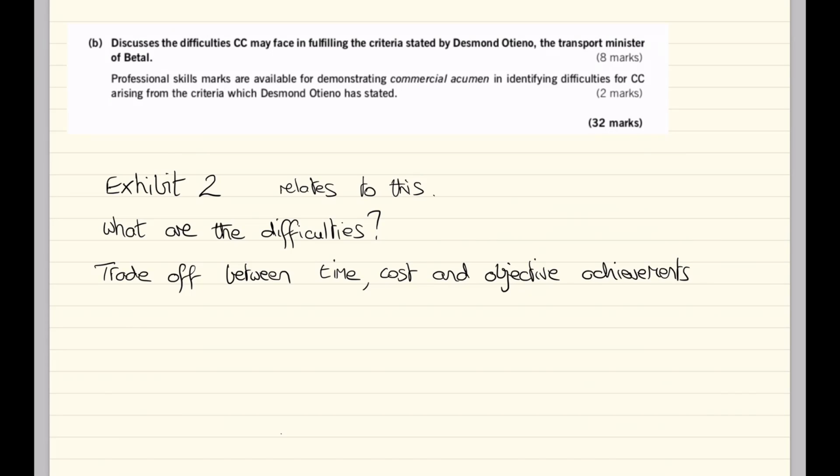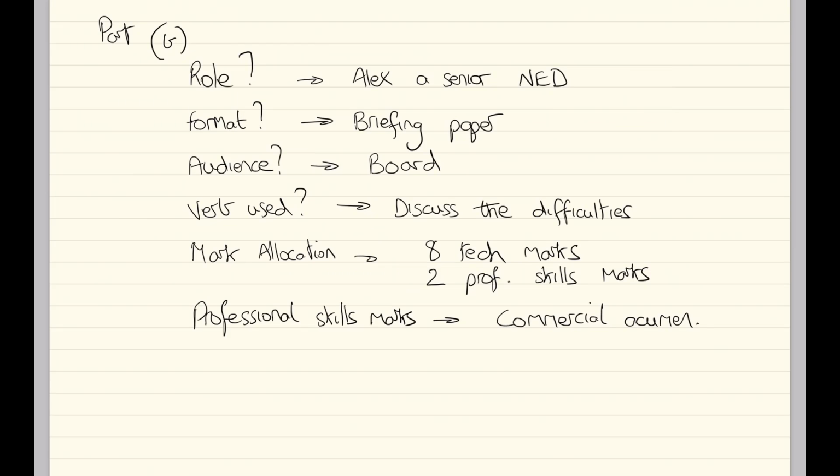If we move on to question B, this had 8 marks and 2 professional skills marks. The main exhibit, which I'm going to draw a lot of my points from here, would be exhibit 2. And I think the key point on this is asking us to discuss difficulties in fulfilling the criteria set out by the Transport Minister. Professional skills for commercial acumen, and really this is a trade-off between time, cost and the objectives of the project. As always though, let's start with our 6 steps.